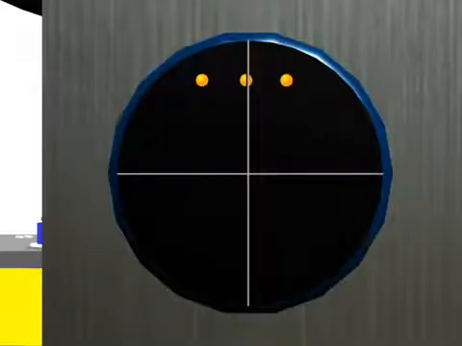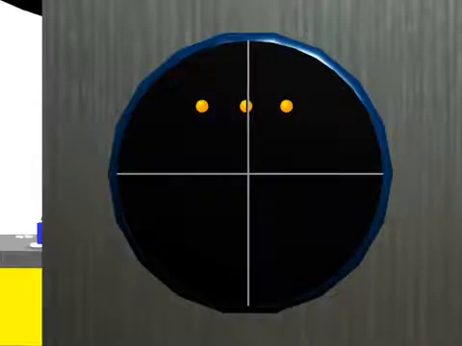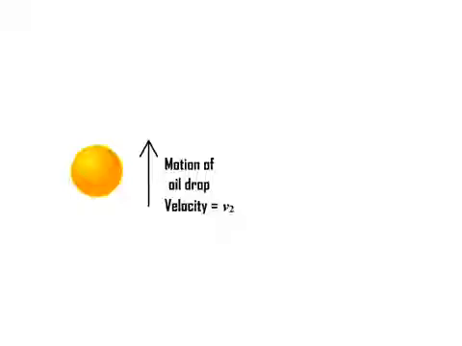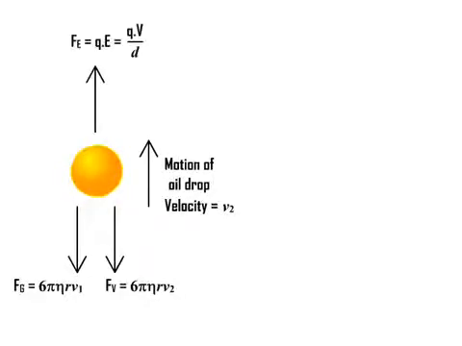Number two. The oil drop may rise up with constant velocity v2, which may be experimentally calculated by recording the time required for the oil drop to rise a certain distance. Now the viscous force acts downward because the oil drop is moving up. Since the oil drop is rising up with constant velocity, all the forces acting on the oil drop should balance each other. That is, Fe equals Fg plus Fv, where Fv equals 6 pi eta r v2 and Fg is 6 pi eta r v1.